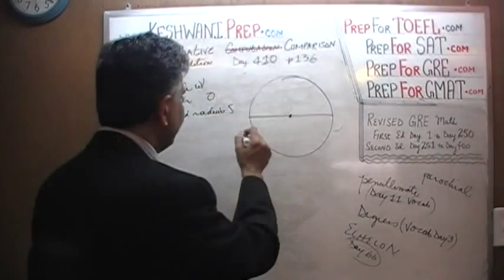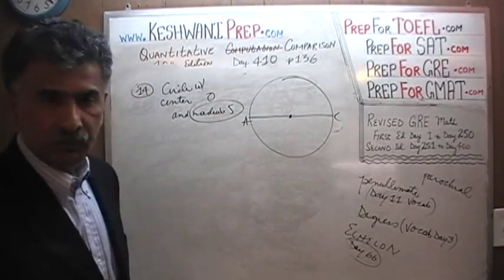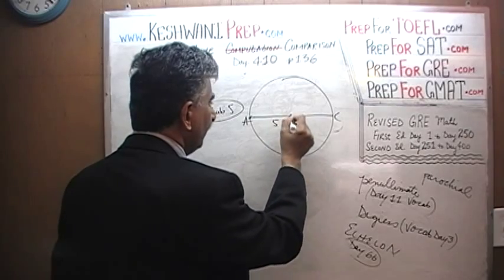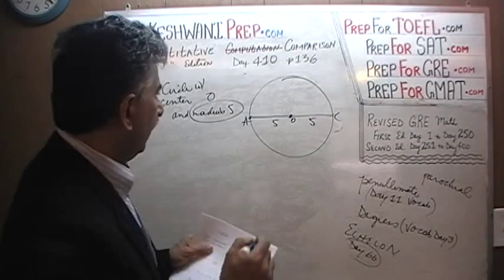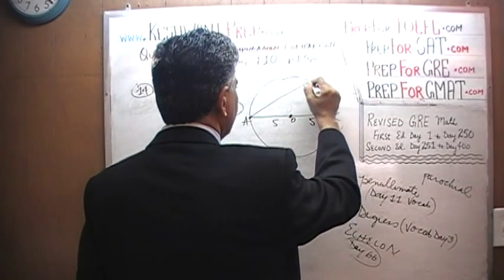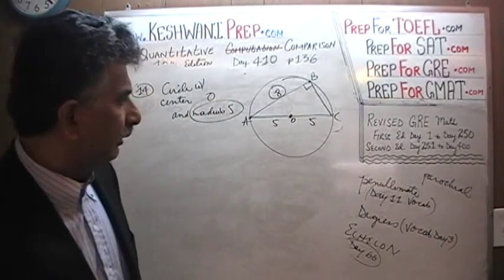And we are told that there is A to C. And we are told that the radius is 5. Well, if radius is 5, then from here to here, from the center O, is 5. And from here to here is 5. This is something we are inserting. And they also tell us that this distance here from A to B is 8. This is given to us.